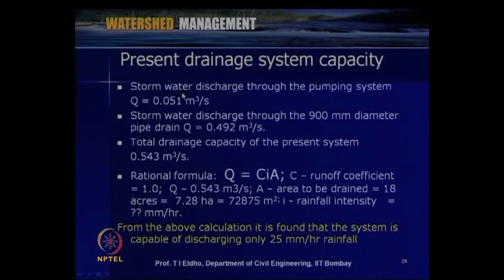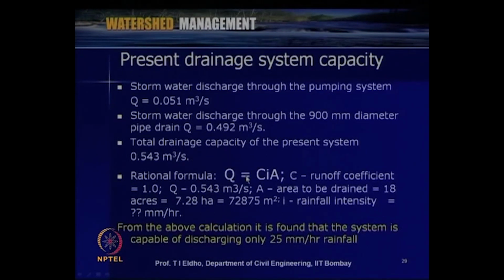So, here we analyzed the system hydrologically and also hydraulically. Our analysis showed that the stormwater discharge through the pumping is about 0.051 meter cube per second, and the stormwater discharge through the 900 mm diameter pipe was 0.492 meter cube per second, and the total drainage capacity is 0.543 meter cube per second.